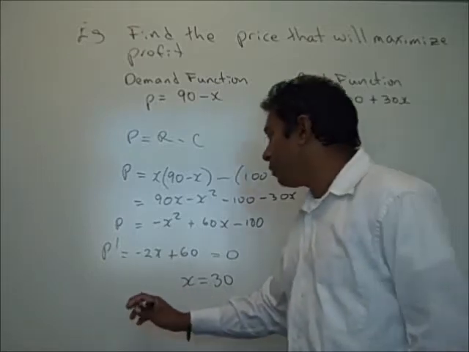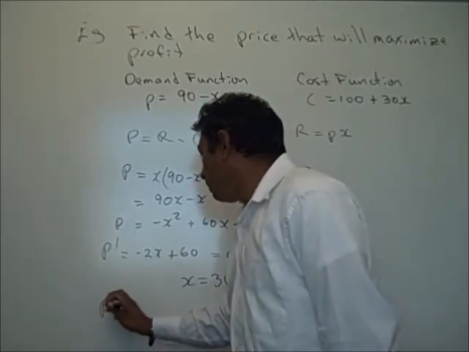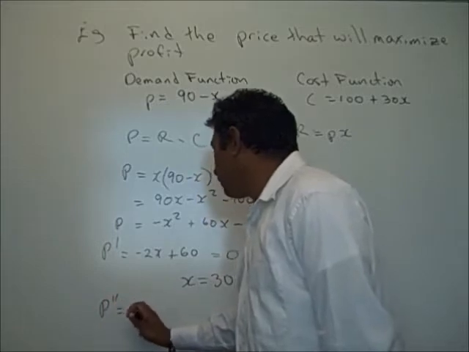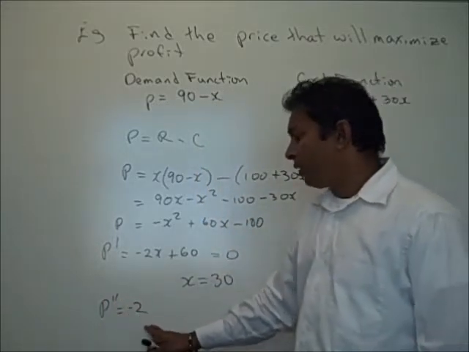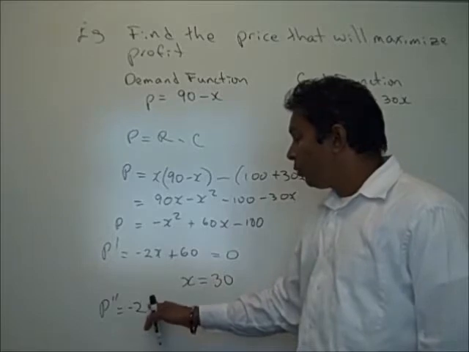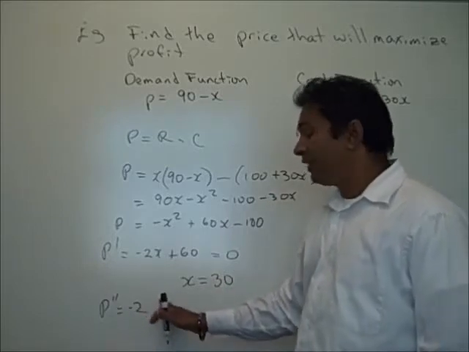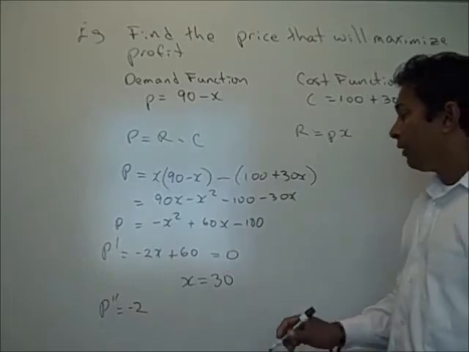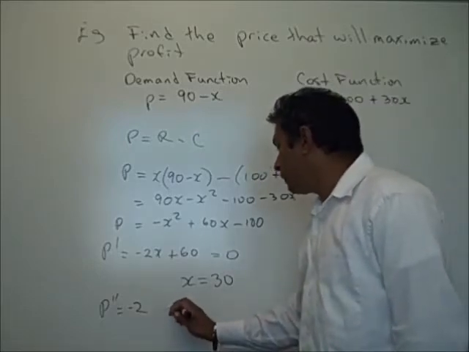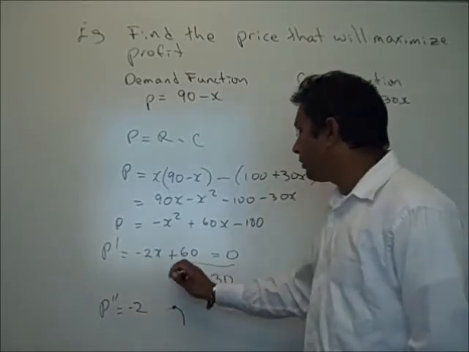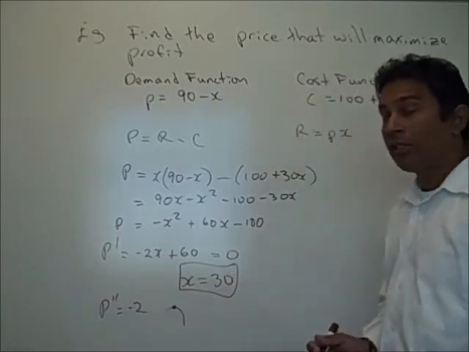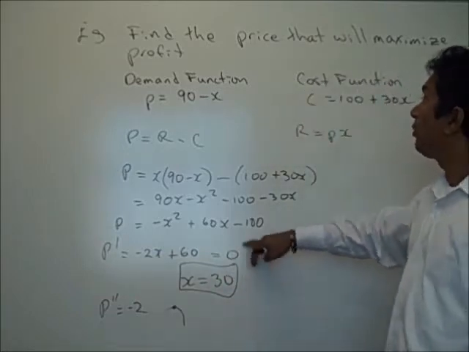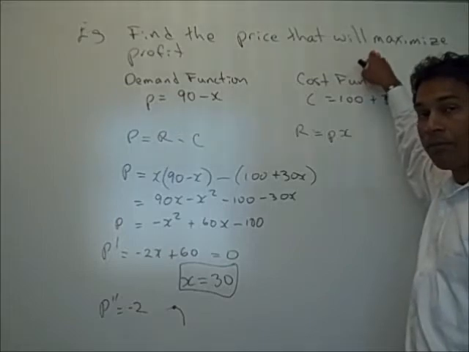We take our second derivative, and we find P double prime is equal to negative 2. Since P double prime is equal to negative 2, we know when our second derivative is negative, this is concave down, and if it's concave down, then it's a maximum. So here, this is the number of units that will produce our maximum profit.